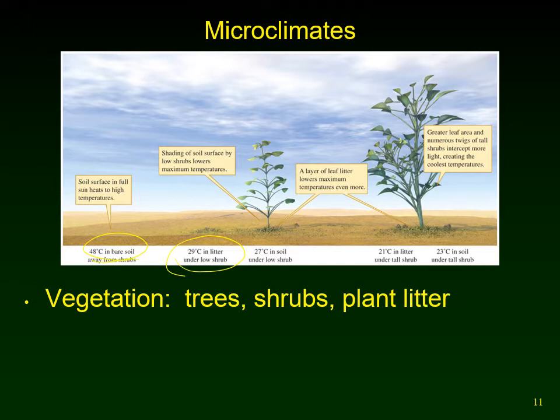If you get under a small shrub that provides a little bit of shade, you can drop it a couple more degrees. And if you're getting under a larger shrub, obviously those bunches of large shrubs are going to give you the most protection from the heat, and your temperature is going to be much lower.